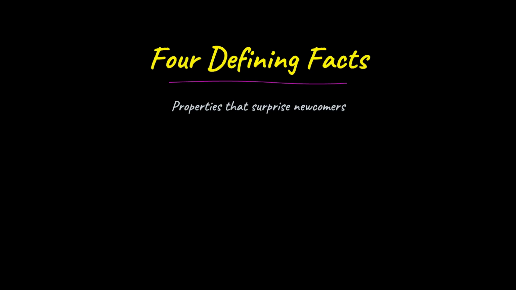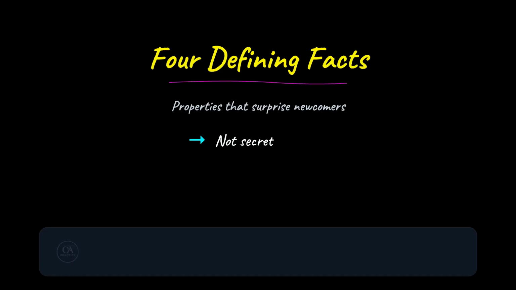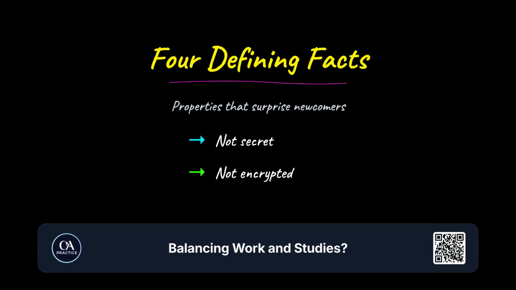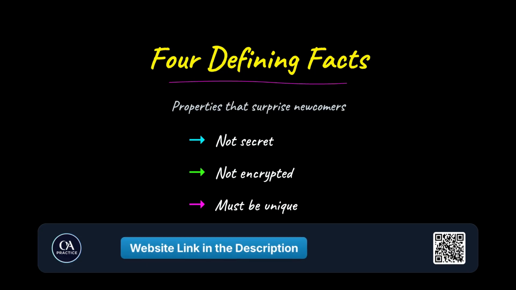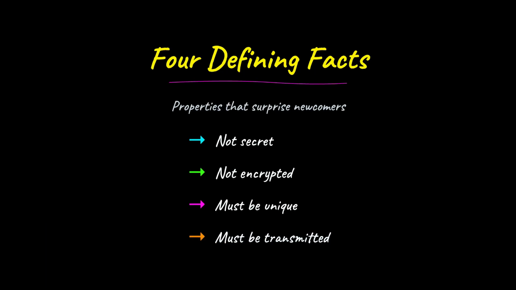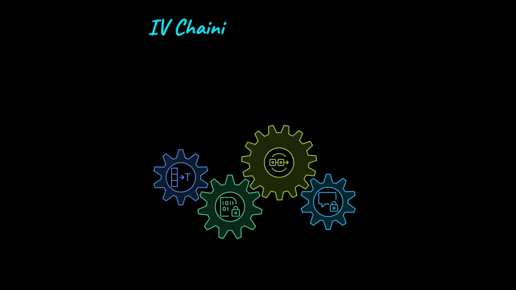4 facts describe an IV completely. It does not need to be secret, and it does not need to be encrypted, since an attacker gains nothing from seeing it, but it must be unique, never repeating under the same key, and it must be transmitted openly alongside the ciphertext so the receiver can reverse the process.